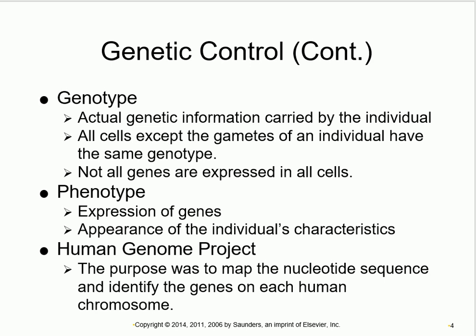They have a project called the Human Genome Project, and this is mapping the nucleotide sequence to identify the genes of each human chromosome. So they have this genome project, and they use it to compare different chromosomes and know what's happening.